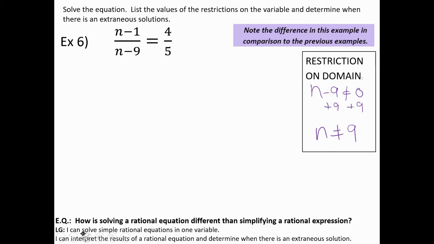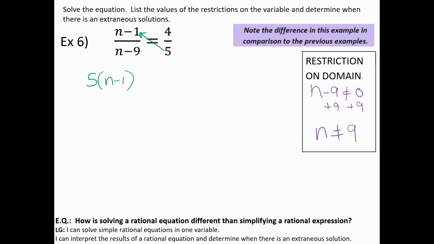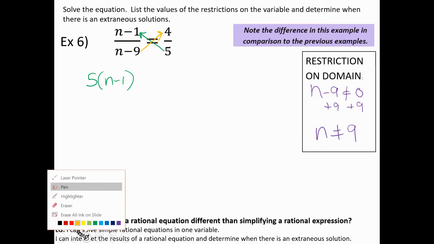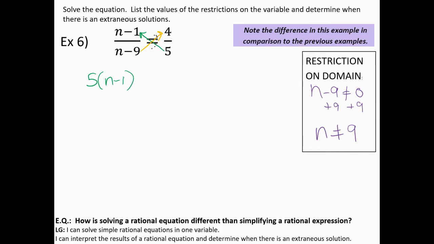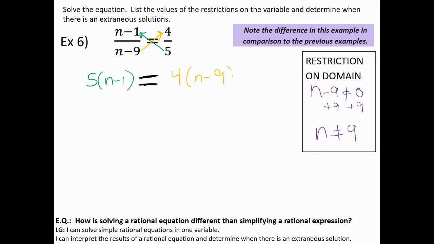All right, so we're going to go ahead and we call this cross multiplying. So we're going to take the 5 times the n minus 1. So I'm going to go ahead and write 5 and then in parentheses n minus 1. And then we're going to do that same thing, but we're going to multiply it this way. So we're going to take this bottom and multiply it to that top. And here's what most people forget to do. There's an equal sign in the middle. So this is where most people make their mistakes. They forget to put the equal sign. And then we're going to multiply these two things together, 4 times n minus 9.